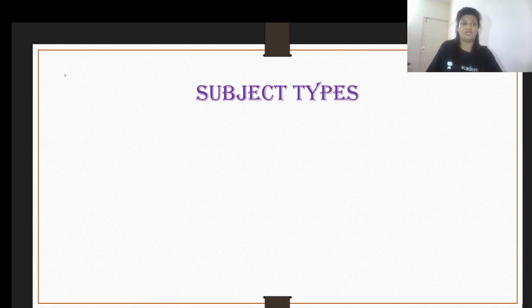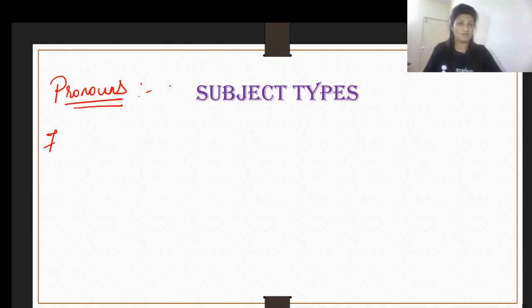Let me first begin with subject pronouns. Pronouns and the different types. What is a pronoun? A pronoun is a word that replaces a noun. And what is a subject? A subject is a person or a place or a thing that does the action in a statement. It can be a pronoun or a noun. Therefore, let me first take you through all the pronouns.